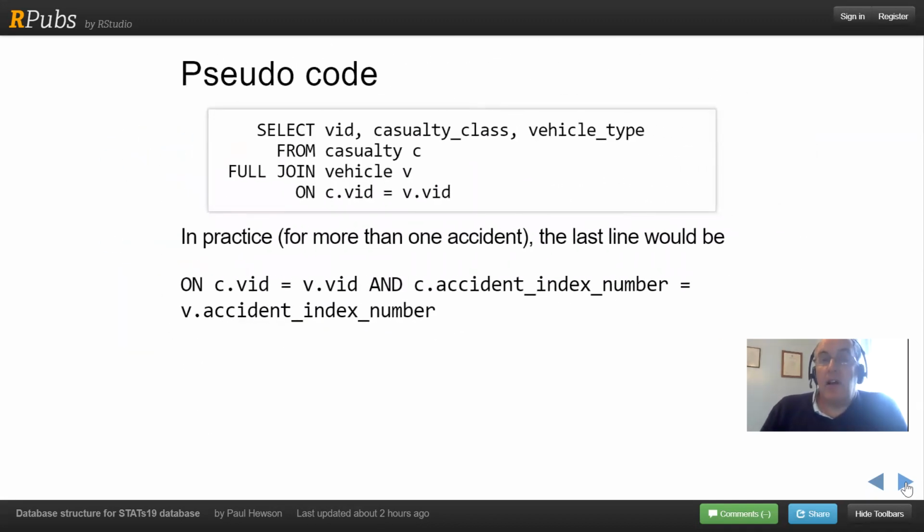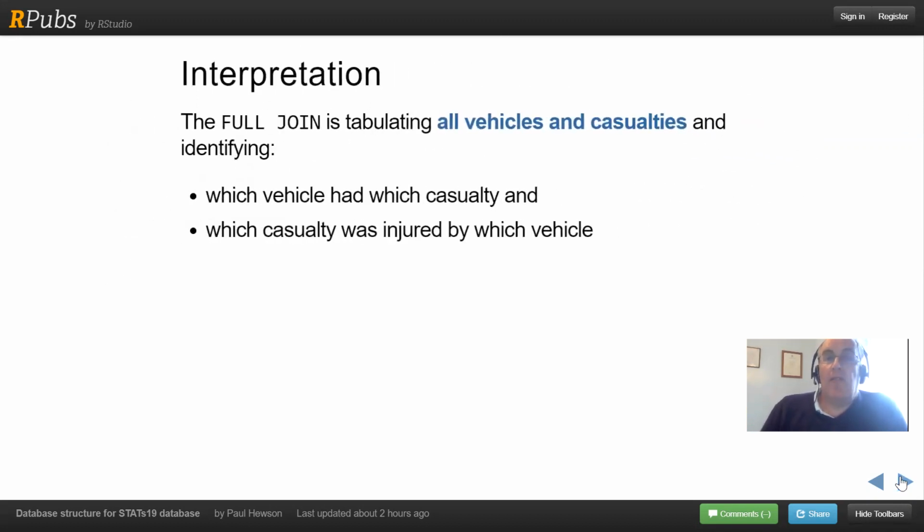And in pseudocode, as before, I select the columns I'm interested in from the casualty table. And now I have to say it's a full join to the vehicle table, and I specify the relationship that I'm going to join the two tables together with. And in terms of an interpretation, the full join tabulates all vehicles and casualties, and it identifies which vehicle had which casualty and which casualty was injured by which vehicle.